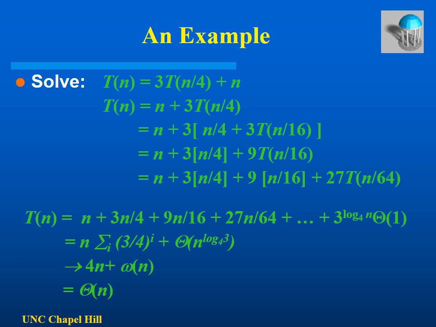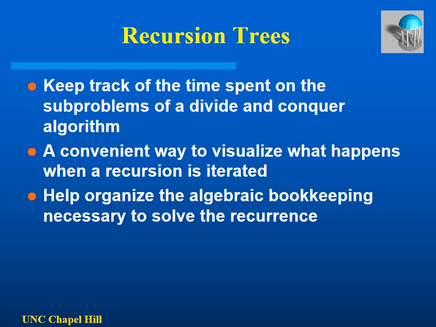It's easier to do when you put everything in the form of a tree. The idea of the tree is that the levels of the tree are different. You move from one level to the next when you have to reapply the divide and conquer step. And it allows you to visualize and organize the bookkeeping.